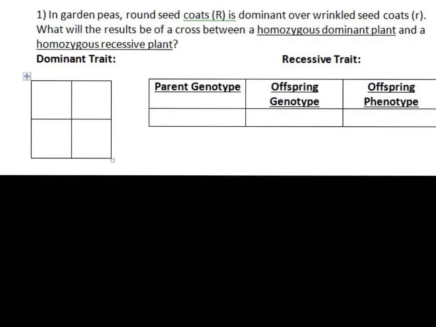What will the results be of a cross between a homozygous dominant plant and a homozygous recessive plant? Now, there's a system for going through and answering these problems, which I'll lay out for you in the very last part of this video. But the first thing I always suggest you do is figure out what's dominant and what's recessive. So if we look back at our problem, you'll see that round seed coats are dominant. So we're going to write that in under our dominant trait. The dominant trait here is round. The recessive trait then is wrinkled.